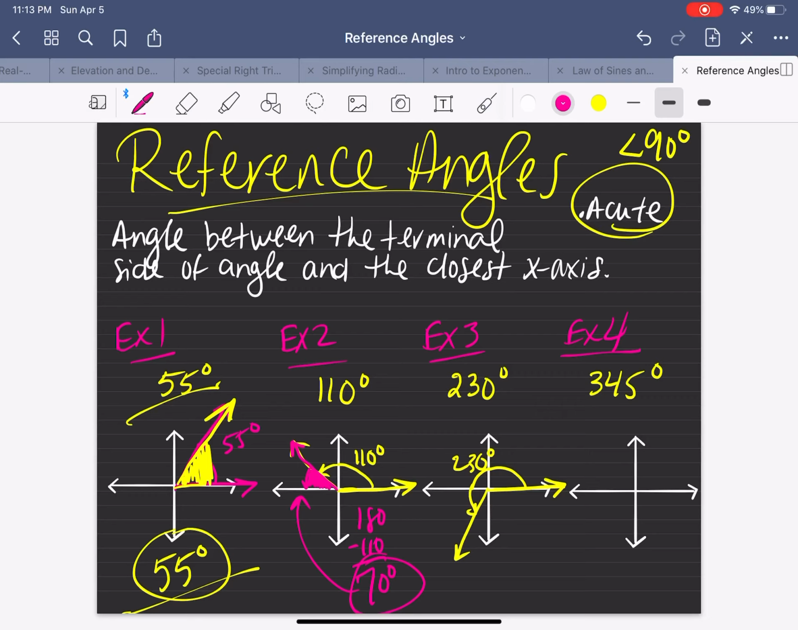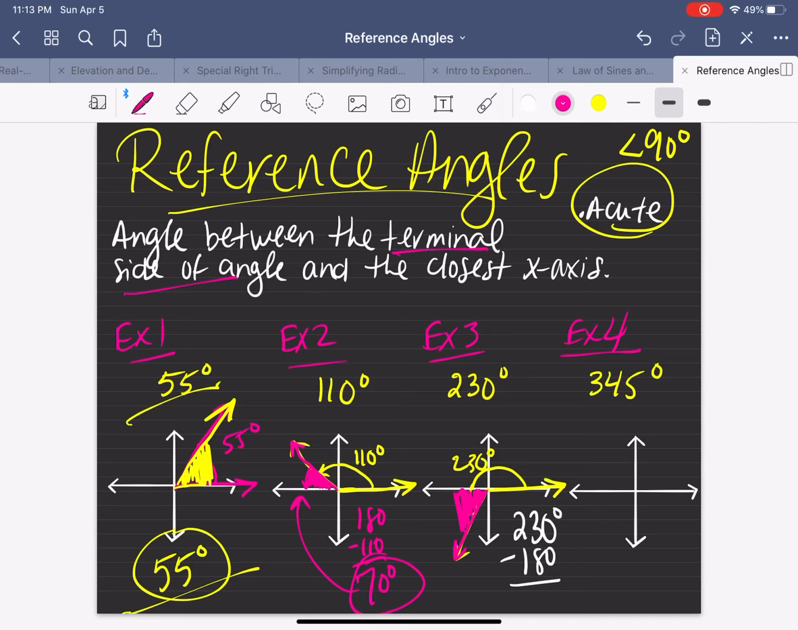So let's label our reference angle. The angle between the terminal side of the angle and the closest x-axis. The terminal side of the angle is this one here. The closest x-axis is this one. So we're trying to find this angle right here. To get it, you're going to do 230 degrees minus 180 degrees.